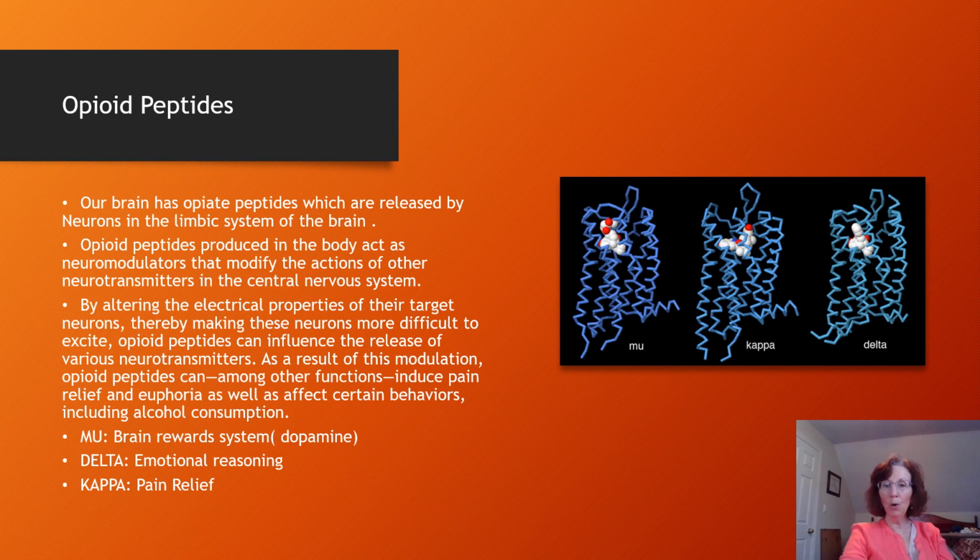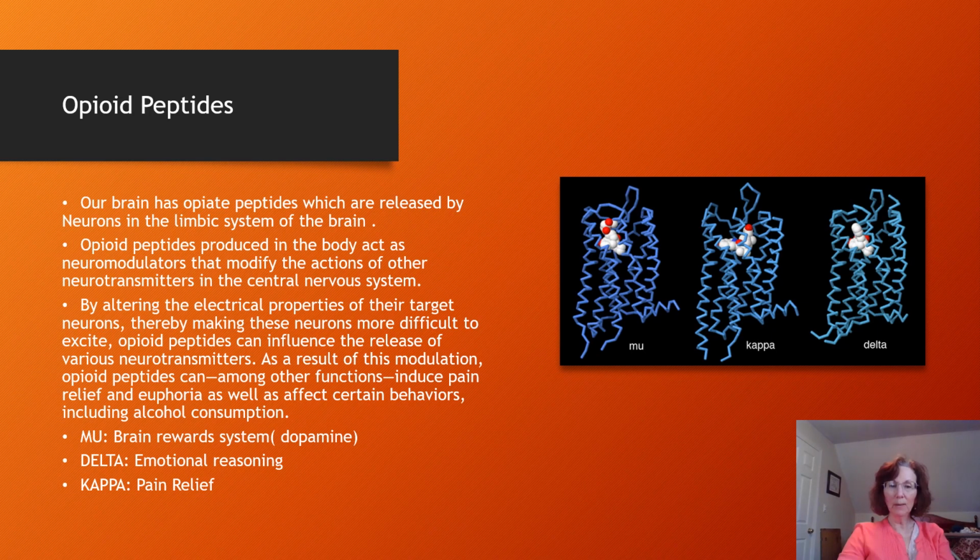We're going to talk a little bit about opioid peptides. There's the mu, the kappa, and the delta. Our brain has opioid peptides, which are released by neurons in the limbic system of our brain. Opioid peptides act as neuromodulators that modify the actions of other neurotransmitters in the central nervous system. By altering the electrical properties of their target neurons, thereby making these neurons more difficult to excite, opioid peptides can influence the release of various neurotransmitters. As a result of this modulation, opioid peptides can, among other functions, induce pain relief and euphoria, as well as certain behaviors, including alcohol consumption.